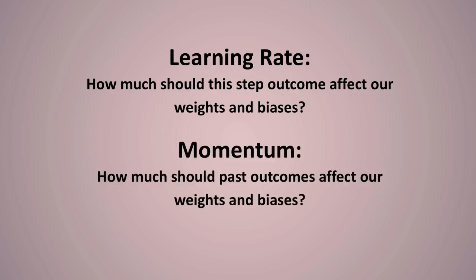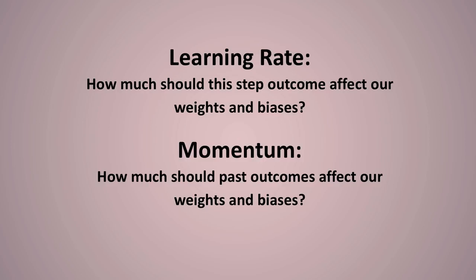And then momentum also says, how should our past outcomes affect our weights and biases? So past outcomes could say, hey, that initial weight there keeps giving us way too high of an answer. So we're going to keep that weight kind of going downward no matter what. At least we're going to give it a little bit of momentum into this next step. So each step kind of takes learning rate and momentum into account.